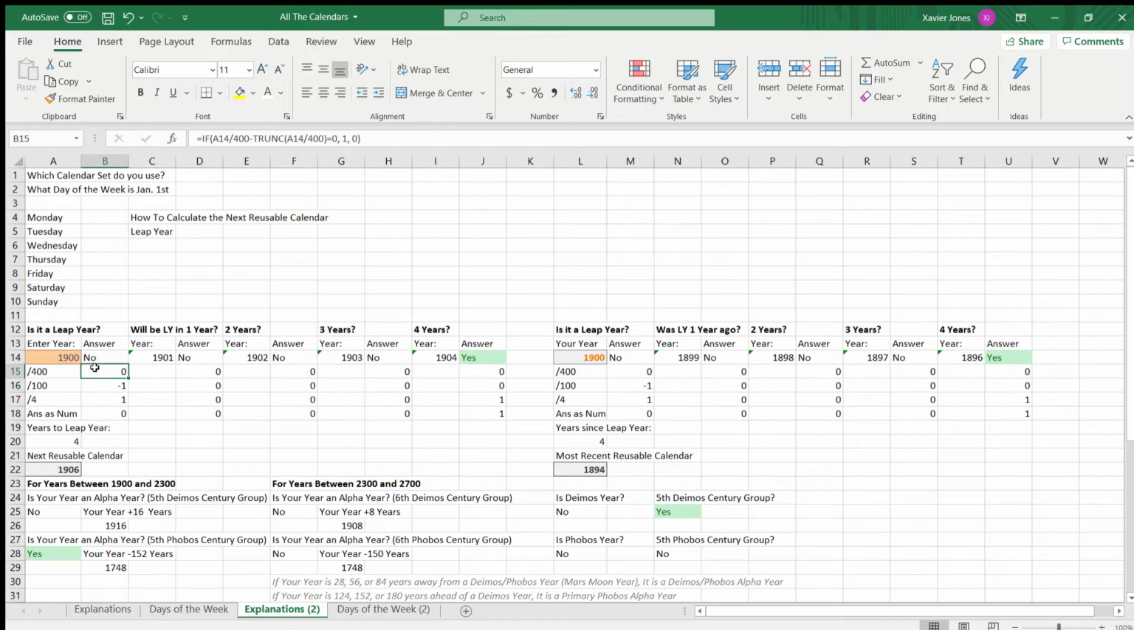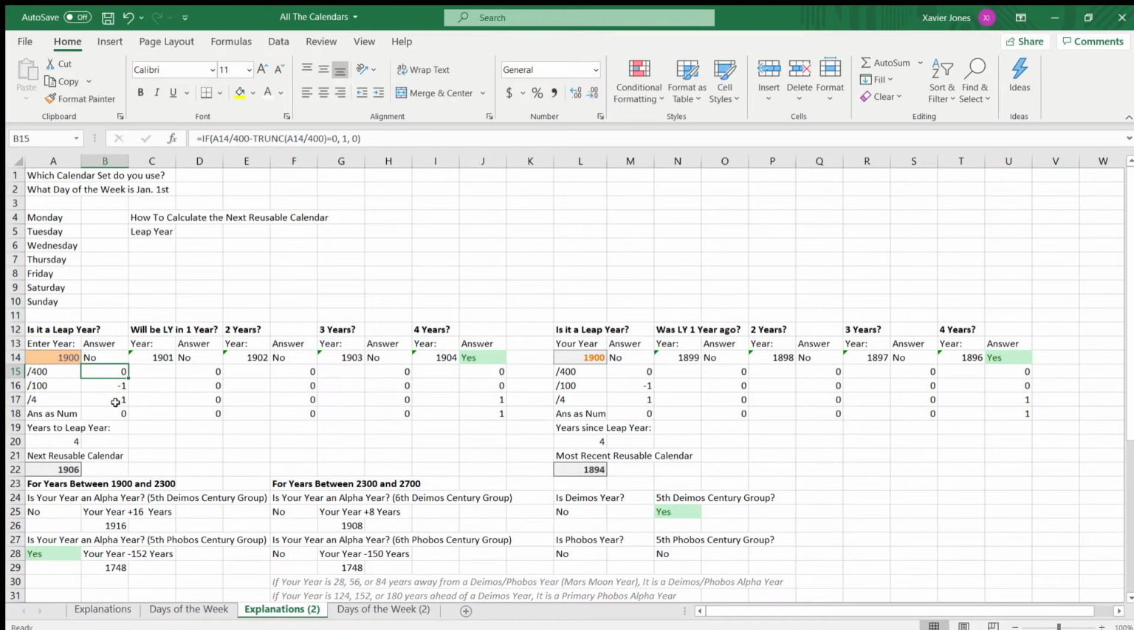But we have to have our exception for if it is divisible by 400. So we go back to the drawing board and we basically copy what we did with the divisible by 4, except we make it divisible by 400. Same exact thing, except it is divisible by 400.